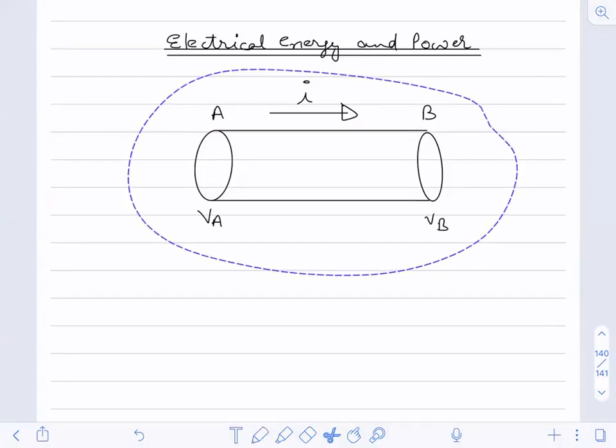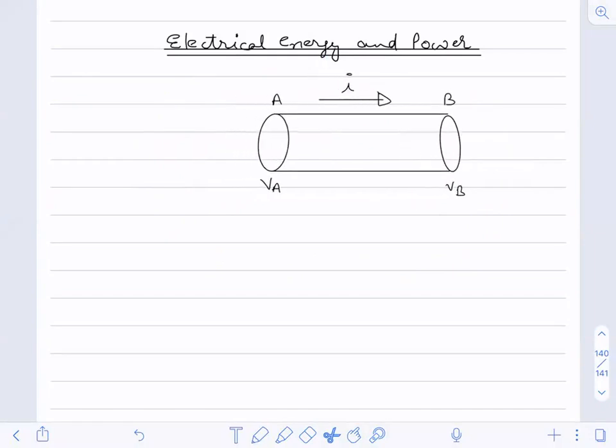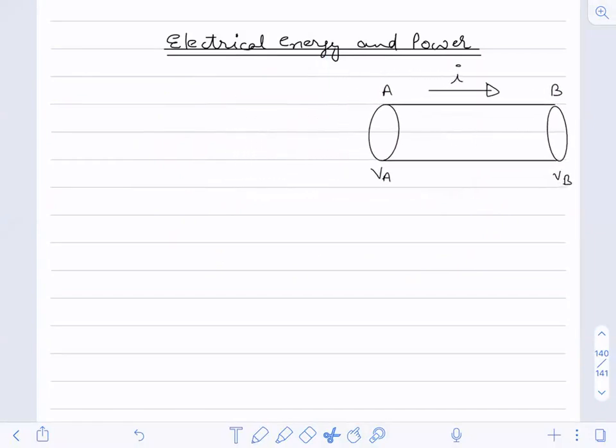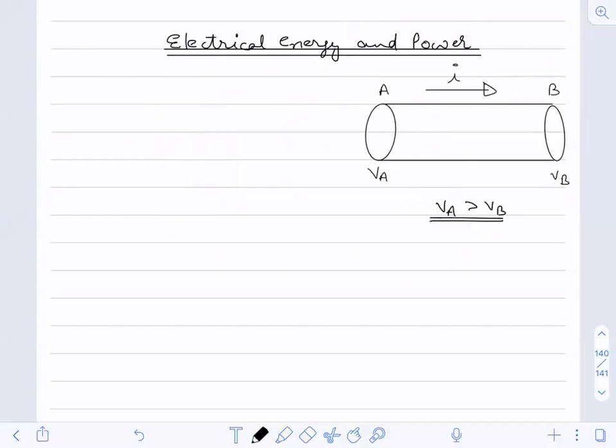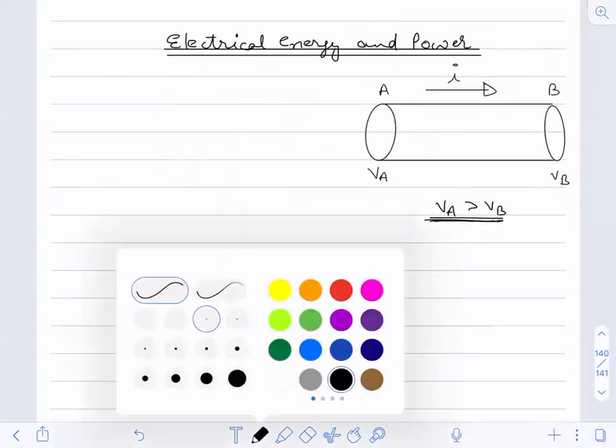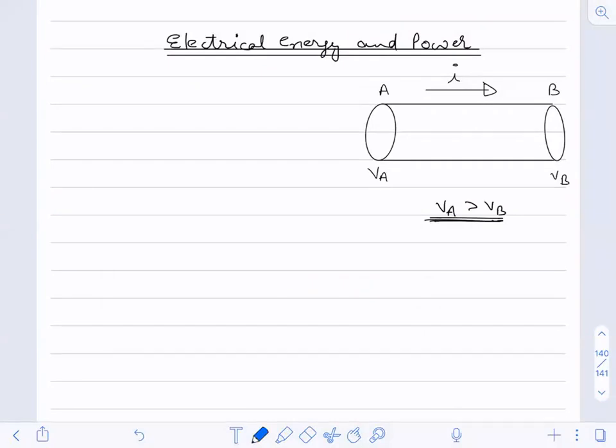Okay, so I can say that the potential of point A is higher and the potential of point B is low. Then only the current is moving from A to B. So what I can write here: VA will be greater than VB, then only the current is flowing from the A side to B. There is no doubt about that.